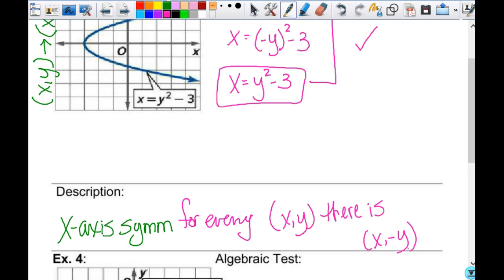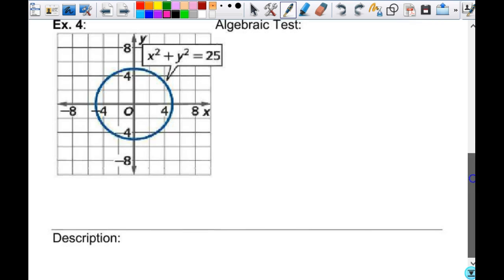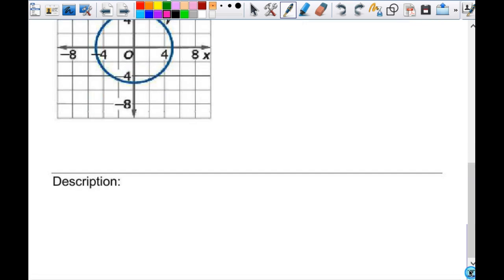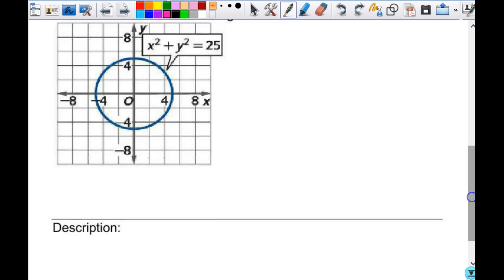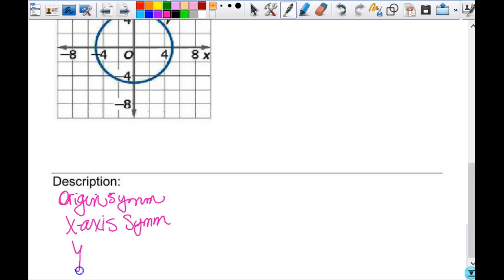Good? All right. Does this look like it has symmetry? Yes. What kind? Origin? X-axis? Y-axis? It looks like it's got all of them, right? So this one we have to actually test all of them. So this looks like origin, x-axis symmetry, and y-axis.